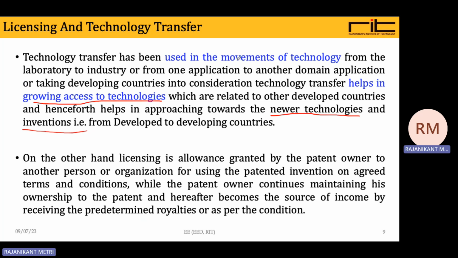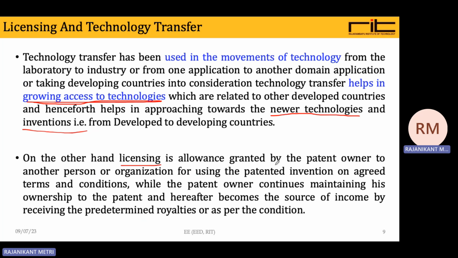So it has been used in the movement of technology from the laboratory to industry, or from one application to another domain application. Technology transfer helps in growing access to technologies which are related to other developed countries. So technology transfer may happen between developed and developing countries, and it may be possible that newer technologies and inventions occur. On the other hand, licensing is an allowance granted by the patent owner.